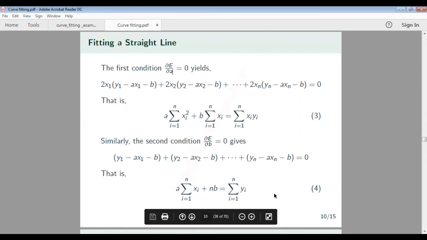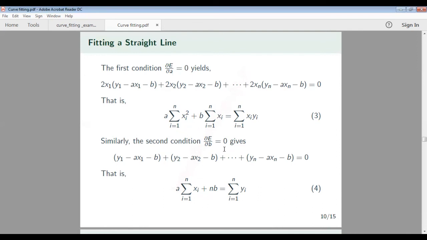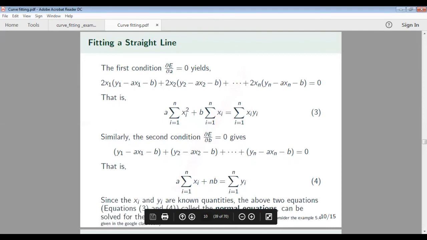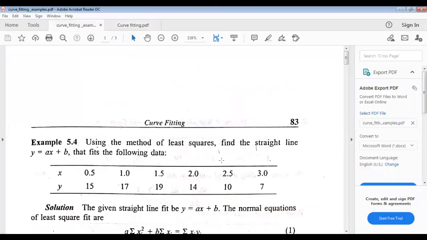From these two equations, we can find the values of a and b. These are two equations and we have two unknowns, a and b. The two unknowns can be easily calculated. And using a and b, we can write the equation y equal to ax plus b. So we'll see an example here.